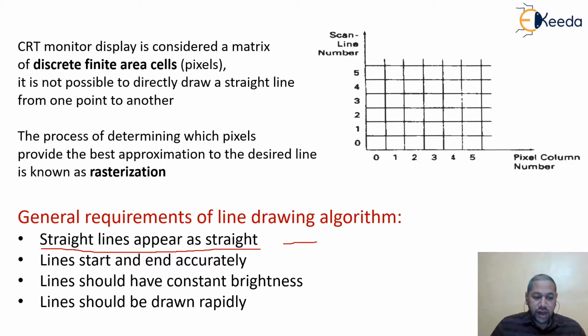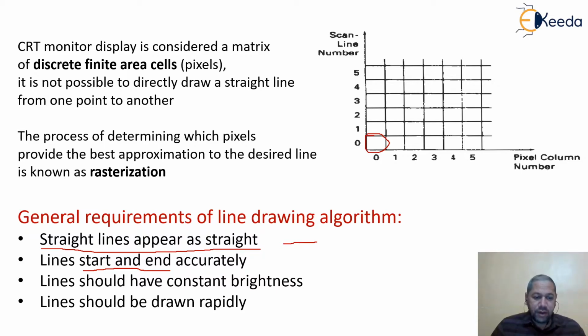The second thing I want is that lines start and end accurately. My starting point and ending point of the line must be accurate. It should not happen that I start at the first point but do not activate the last point or end point. This generally happens because the pixel is addressed at 00 at this position, but actually I am going to activate this complete circle, while it is addressed at this particular point. So another requirement is that the line should start and end accurately.